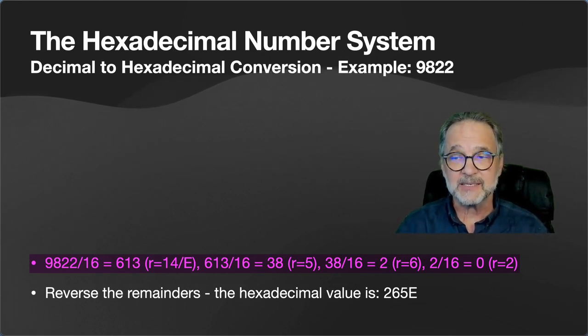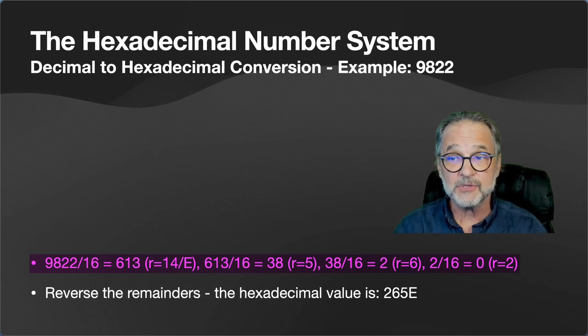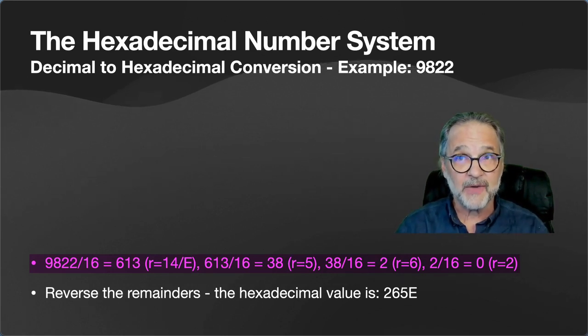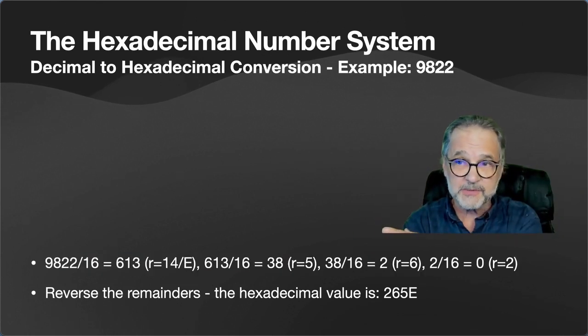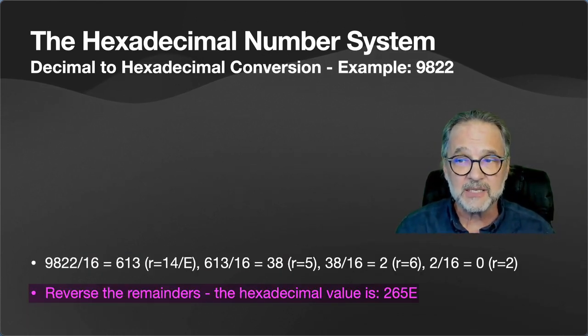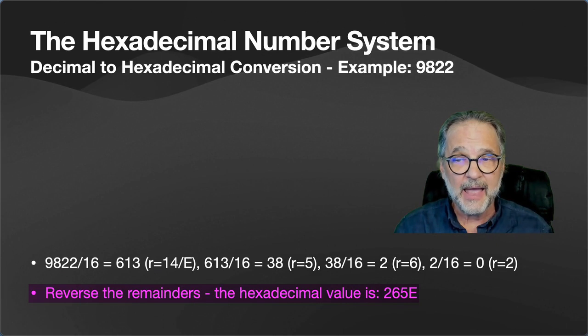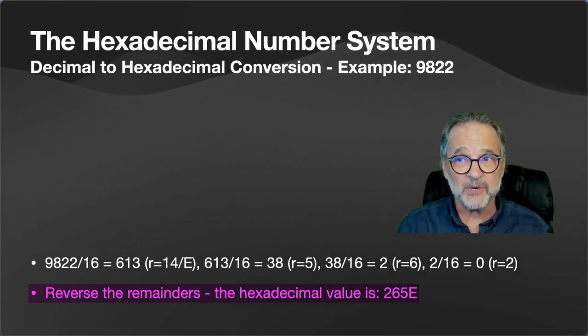Then we take that 2, I'm sorry. We take that 2, divide that by 16, and we get a 0 with a remainder of 2. We flip all those nibbles, and we get 265E as our hexadecimal value for decimal 9822.